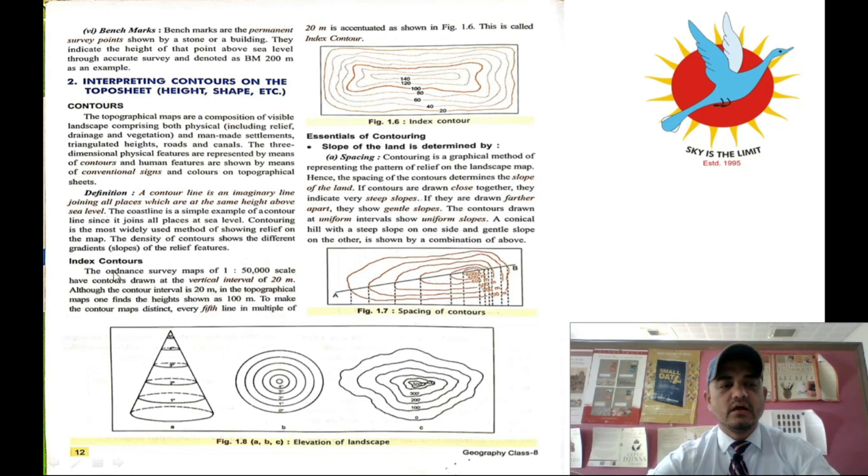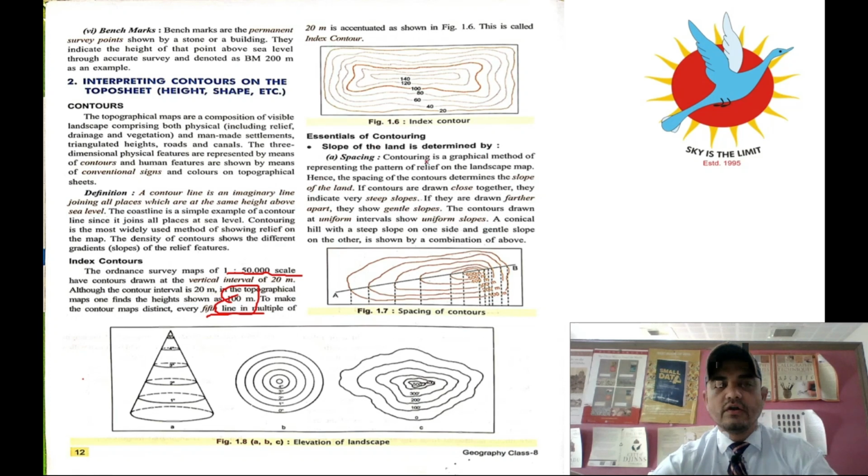Next one is the index contour. Now ordnance survey maps of 1:50,000 scale have contours drawn at an interval of 20 meters. 1 centimeter on the map is equivalent to 50,000 centimeters on the ground, and according to this scale the contour interval is 20 meters, and everything is written at the bottom of the topographical sheet. So every fifth line will be 100 meters.